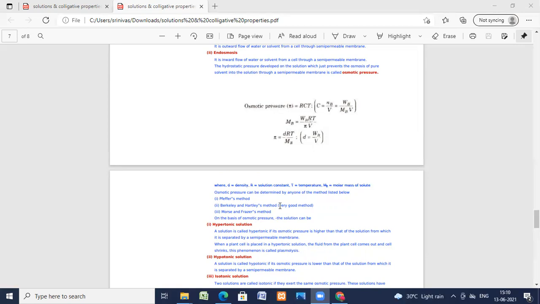So, what is the osmotic pressure developed? We can calculate it using this method, that is the Berkeley-Hartley method. And thereupon you can calculate the molecular weight of the solute using the osmotic pressure.